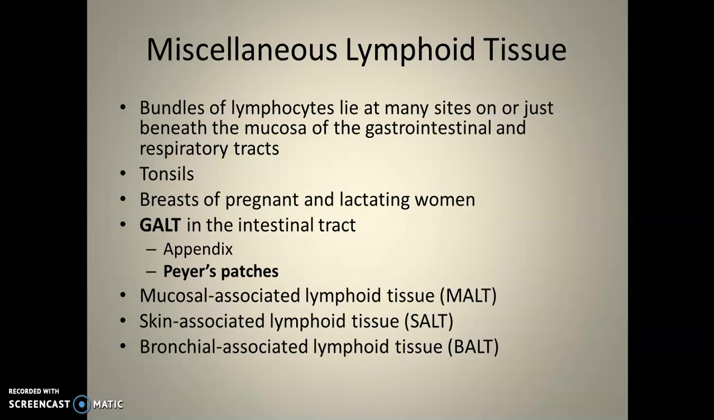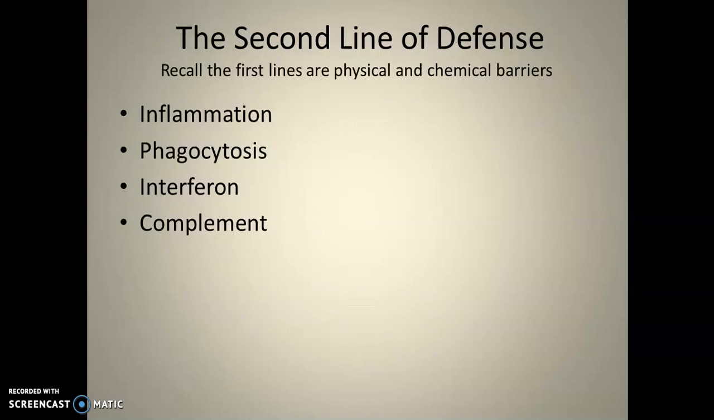So there are bundles of lymphoid tissue all over your body. And again, these are places where there is a high rate of exposure to the outside world where there are going to be potential pathogens. So gut-associated lymphoid tissue, skin-associated lymphoid tissue, bronchial-associated lymphoid tissue. Just a concentration of lymphatic vessels in places where they're going to be needed most.